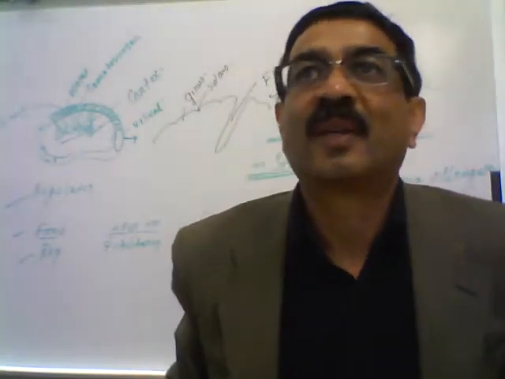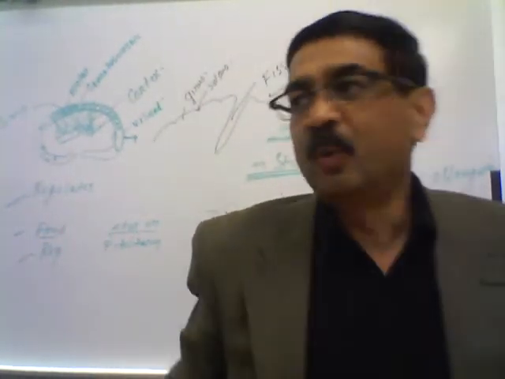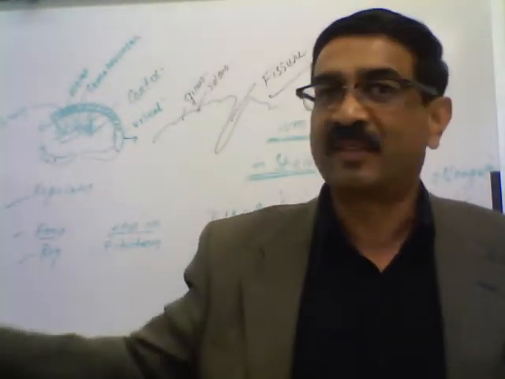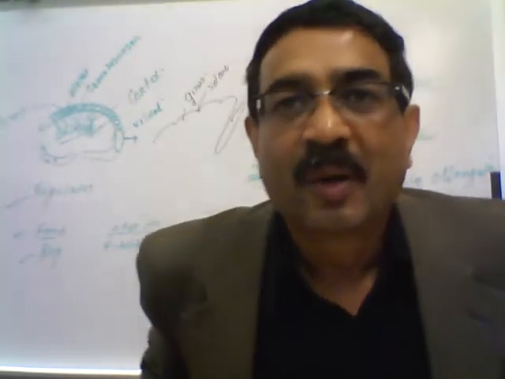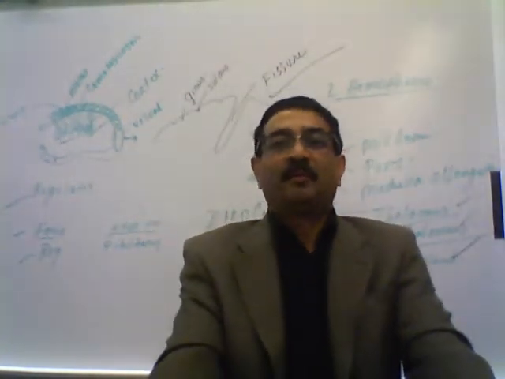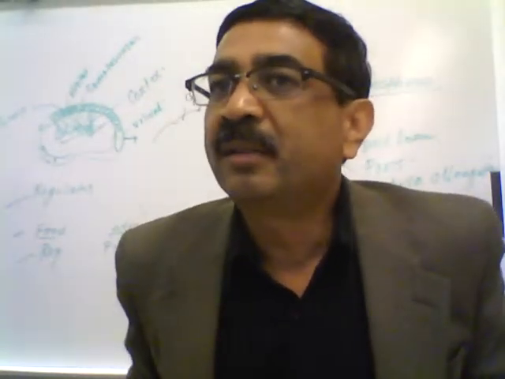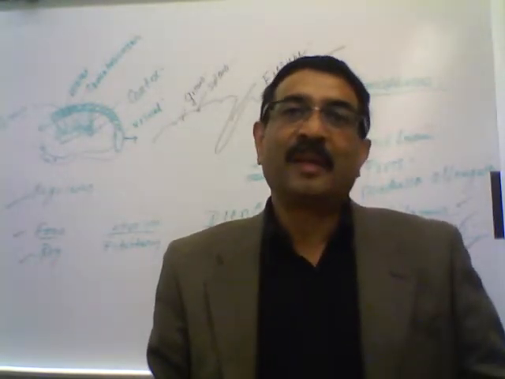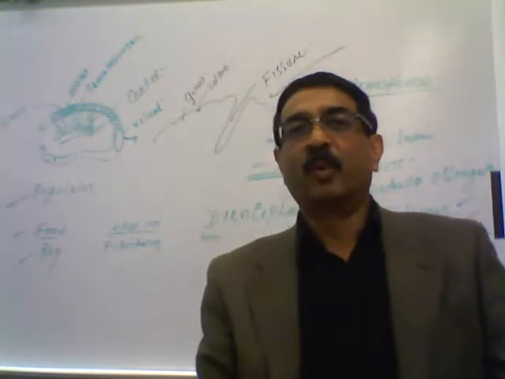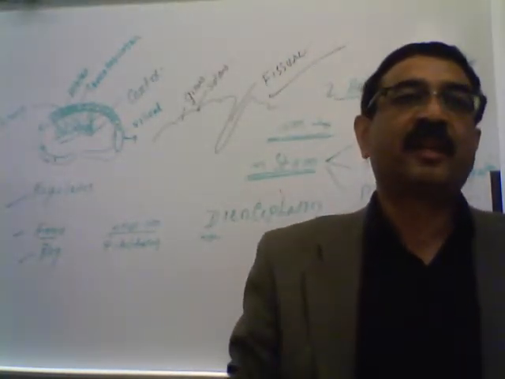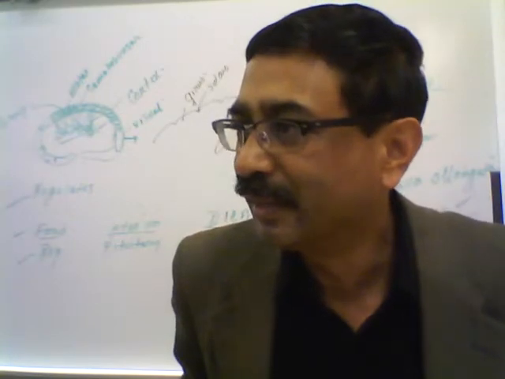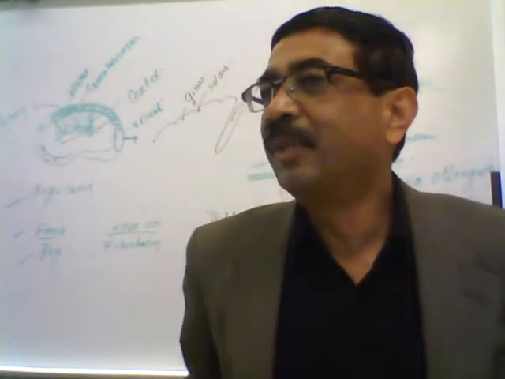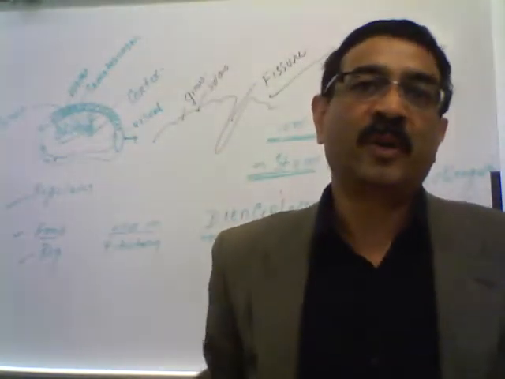Homunculus. What is homunculus? Homunculus is singular, homunculi is plural, like sulcus and sulci, gyrus and gyri. Homunculi are the entire body maps in the brain. That means in your brain you have your entire body map.